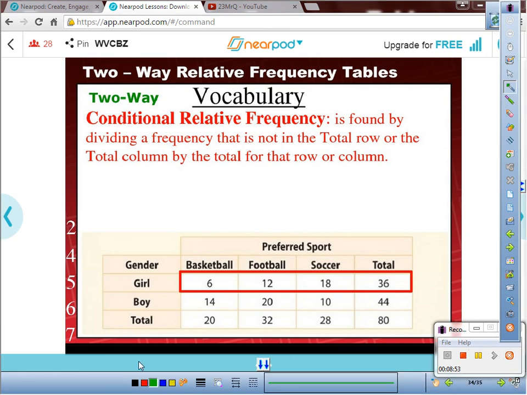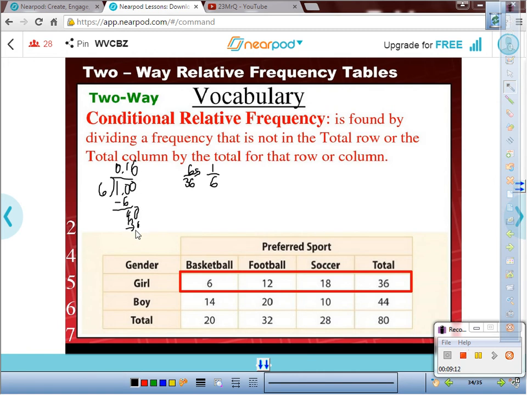So I would do 6 divided by 36. Can I simplify this? This is what? 1/6. And if I divide that, 1 divided by 6 does not fit. It's in there once, that's 6, subtract that, 4 out of 0, that's 6, 36, and it looks like it's going to repeat. So this is 0.16 or 16%. And that's for this cell.